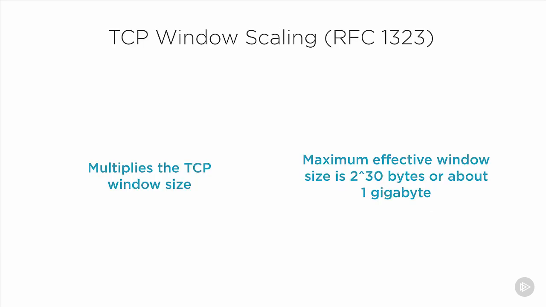Well, to solve this problem, RFC 1323 defines the TCP window scale option, called window scaling for short. Basically, TCP window scaling sets a TCP option that communicates what is called a shift factor that multiplies the window size. The maximum TCP window size is, as we said, 65,535 bytes, and the maximum shift factor supported by window scaling is 14. That means that when TCP window scaling is enabled, the maximum effective window size is 2 to the 30 bytes, or about 1 gigabyte.